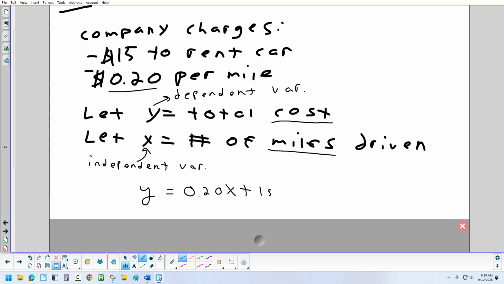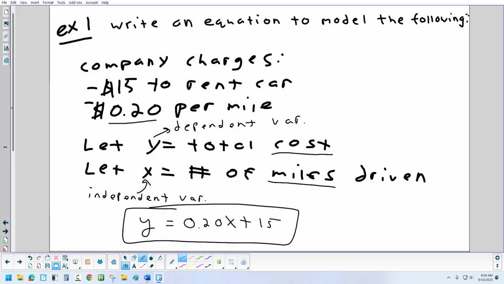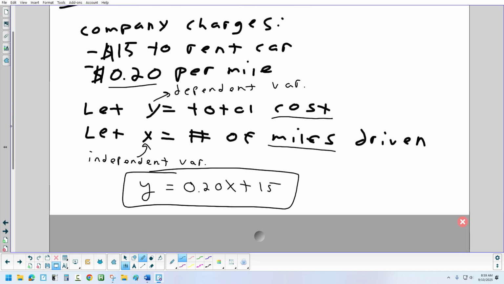Yeah. So we have to put that variable next to the 20 cents because that represents a recurring cost. It's multiplied by the number of miles you drive. And plus 15, that just represents the one-time fee of $15 to make the reservation. Okay, so there's your equation. Any questions on that?